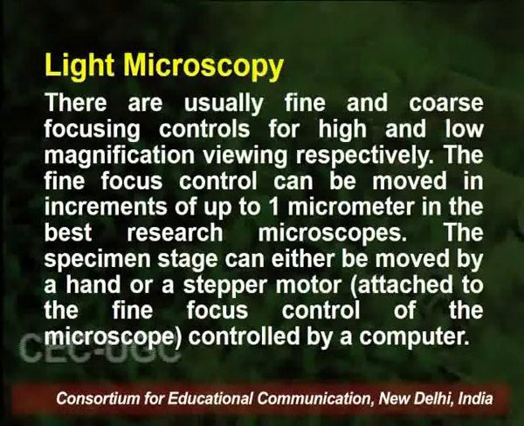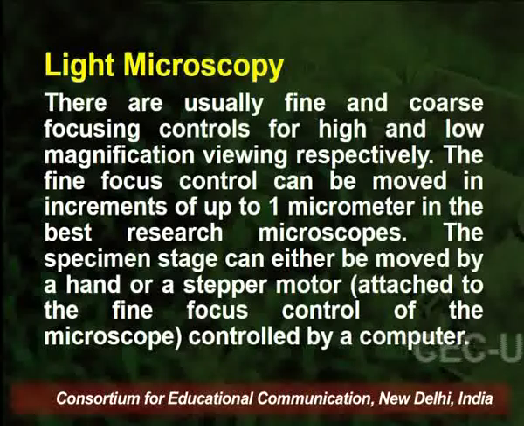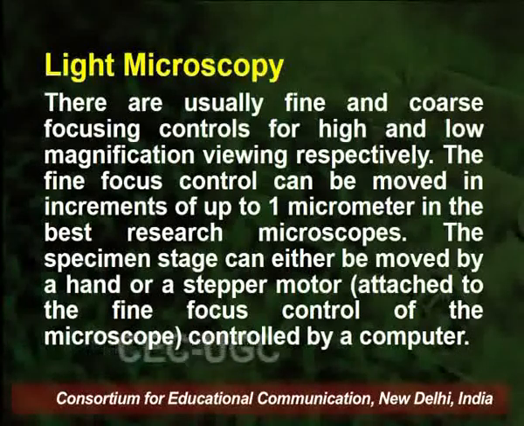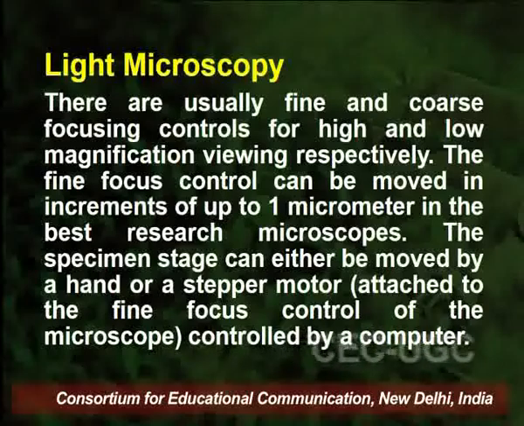There are usually fine and coarse focusing controls for high and low magnification viewing respectively. For high magnification, we use the fine focus, whereas for low magnification, we use coarse focusing controls. The fine focus control can be moved in increments of up to 1 micrometer in the best research microscopes. The specimen stage can be moved by hand or by a stepper motor attached to the fine focus control of the microscope, controlled by a computer.